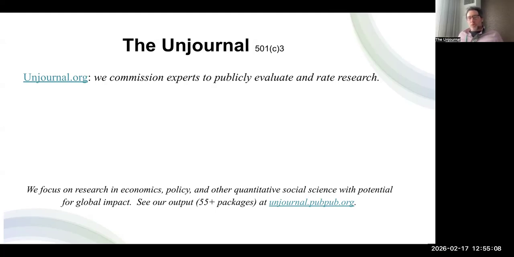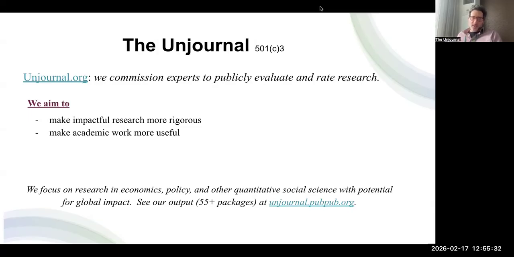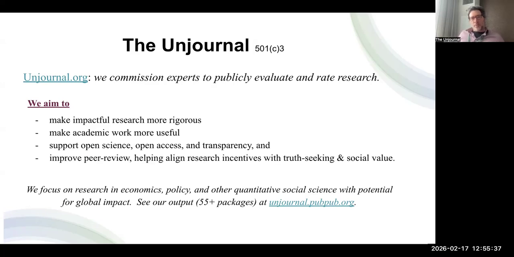What is the Unjournal? Here's what we are. We're a nonprofit organization. We commission domain experts to publicly rate and evaluate research in economics, policy, and quantitative social science, focusing on potential for global impact. This is our long motto. It's a mouthful. We commission experts to publicly rate and evaluate research to make impactful research more rigorous, to make academic research more useful, to support open science, open access, and transparency, and to improve the peer review process, helping align research incentives with truth-seeking and social value.